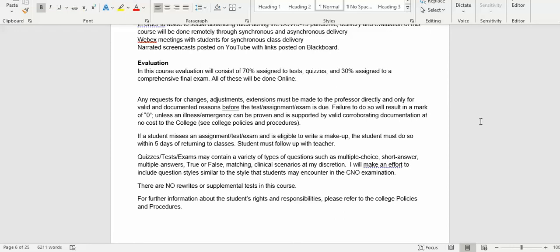The tests are going to be primarily multiple choice. There might be some true false, might be some matching, there might be some clinical scenarios at my discretion. You are going to be the first group to write your board exams under the new online methodology. So in a big way, this has been discussed.